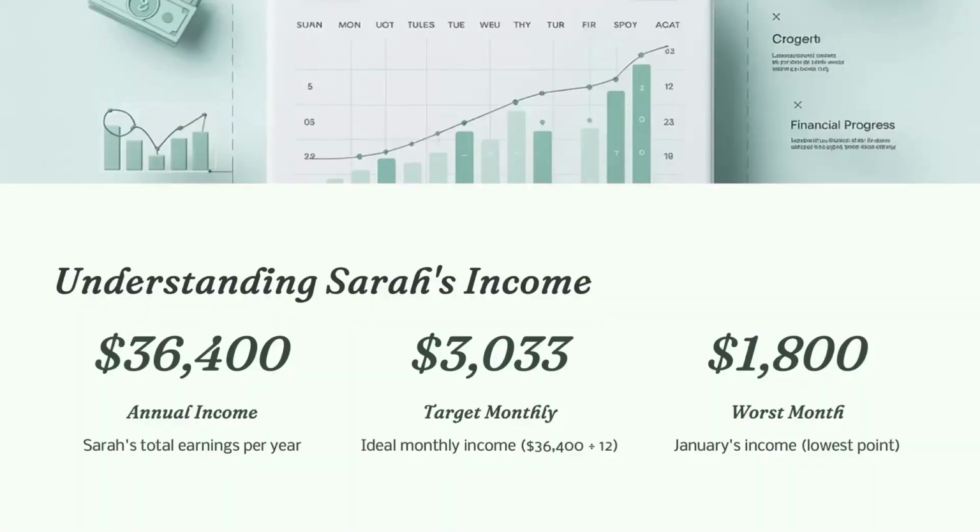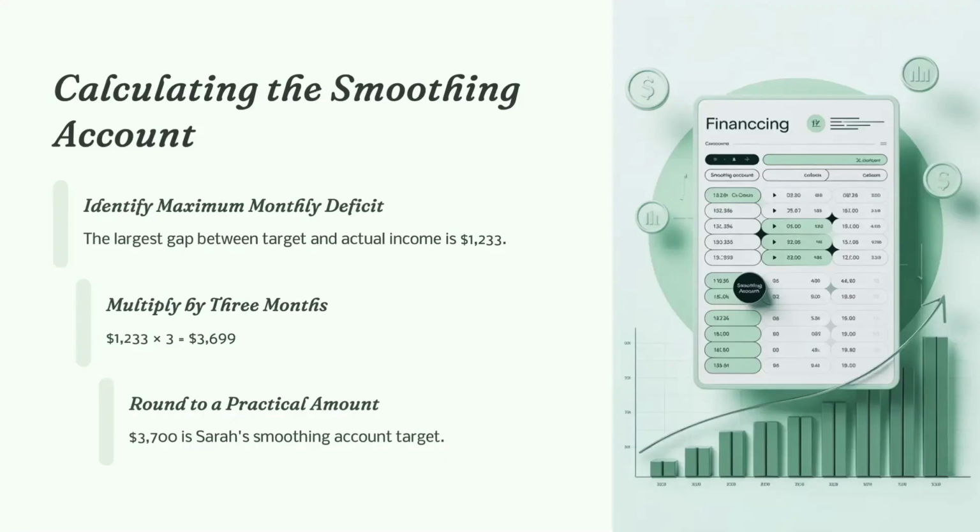Sarah's annual income, $36,400. Target monthly income, $3,033. Worst month, $1,800 in January. Maximum deficit, $3,033 minus $1,800 equals $1,233. Smoothing account target, $1,233 times 3 equals $3,700. So Sarah needs about $3,700 in her smoothing account to completely eliminate the stress of variable income.